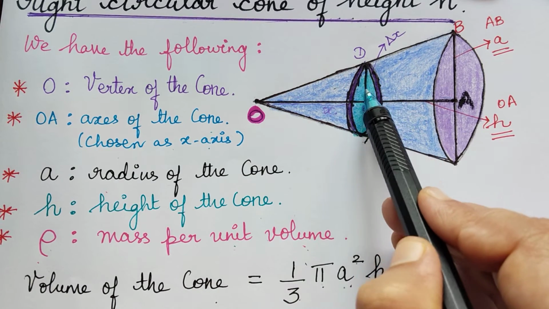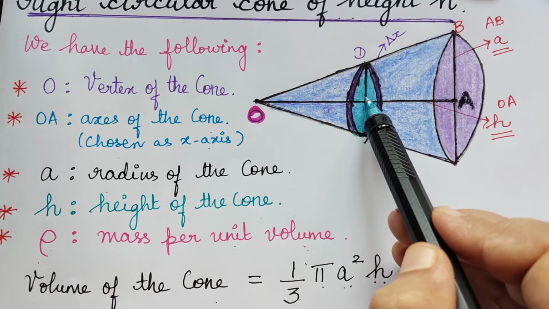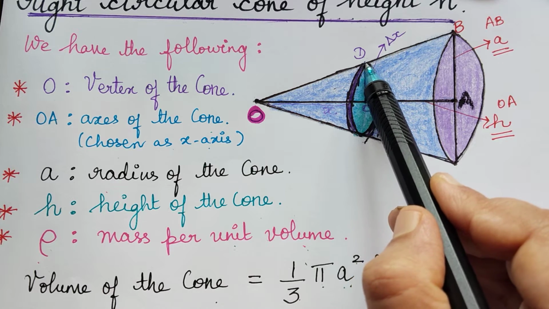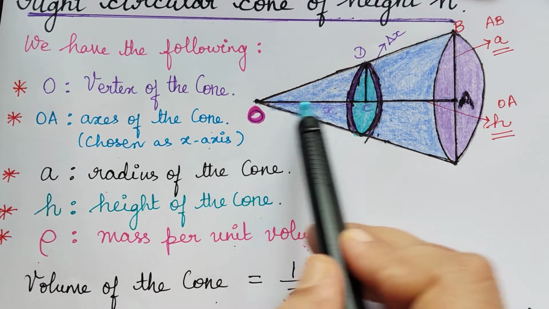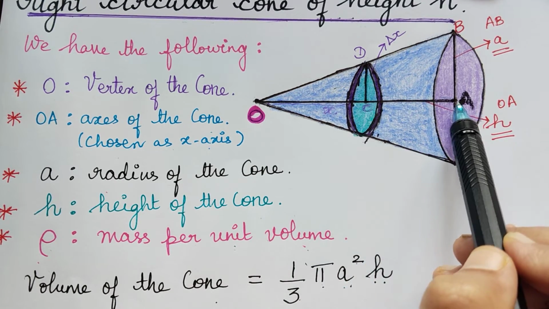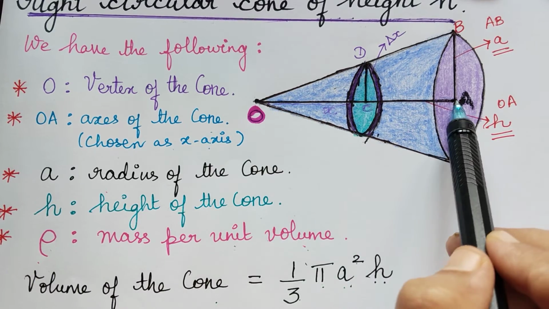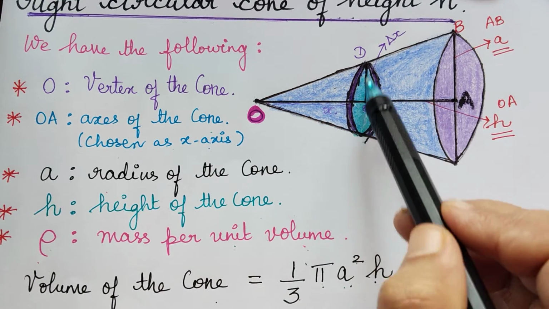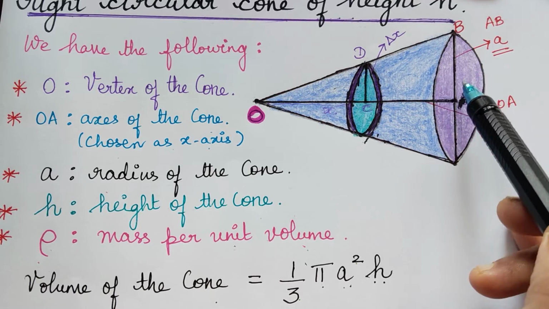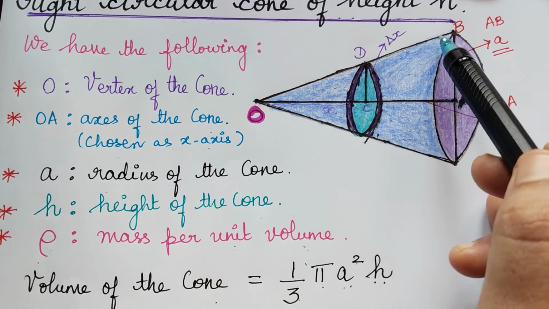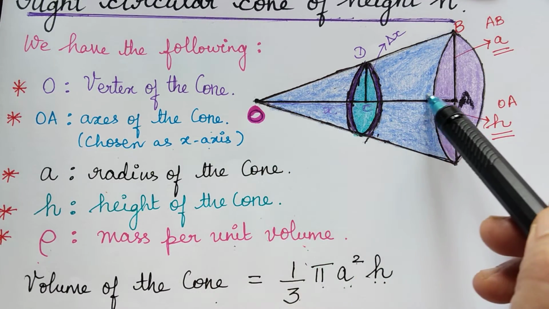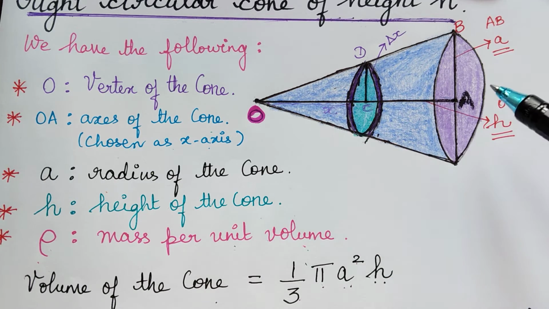Now this CD we have. By using the concept of similar triangles, the distance OC divided by the distance OA will be equal to CD divided by AB. This is by the concept of similar triangles. I will take the triangle separately and draw and show you.